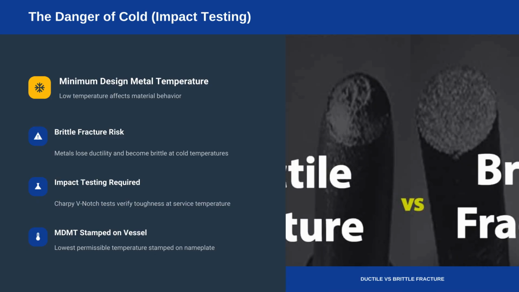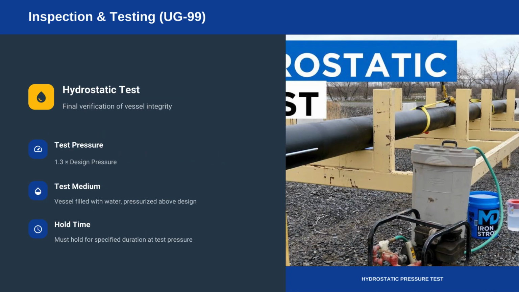Carbon steel has a weakness, the cold. At low temperatures, it becomes brittle and can shatter like glass. The code assigns a minimum design metal temperature. If you operate below this limit, you must perform Charpy impact testing to prove the metal is tough enough.